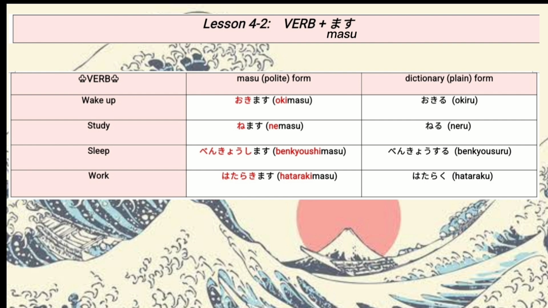Verb is wake up, the polite form is okimasu, and the plain form is okiru. Next one is sleep. The polite form is nemasu, the plain form is neru. Another one is study. The polite form is benkyou shimasu, the plain form is benkyou suru. And lastly, the verb work. Polite form is hatarakimasu. The plain form is hataraku.